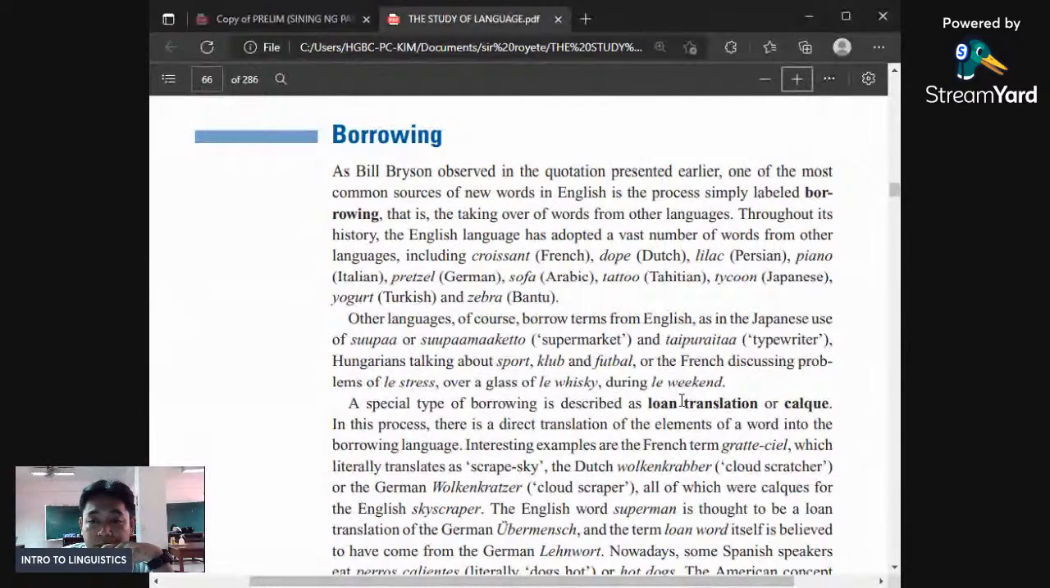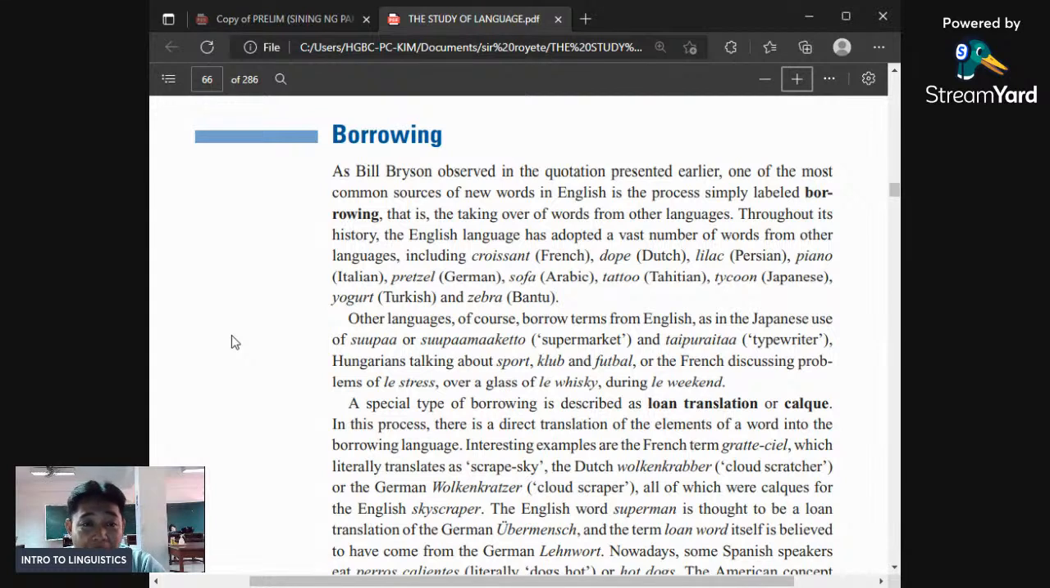Alright. So we also have borrowing. So etymology, coinage, next one we have borrowing. We borrow from other languages, right? For example, in the Filipino language, halo-halo. That's a combination of English and Spanish, right? Some of our words were borrowed from Spanish.